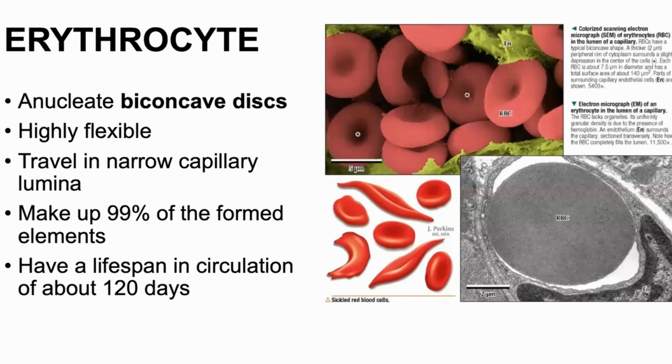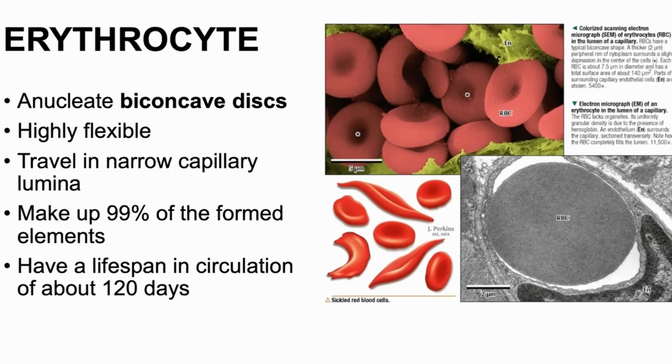So in terms of the erythrocytes, they are anucleate, as you already know, with a biconcave disc. They're highly flexible. Why? Remember that your capillaries are very small. Capillaries can be as small as less than 8 micrometers in diameter. So these erythrocytes will have to squeeze through the smallest capillaries to get to the smallest areas of your body. So it makes sense that it's biconcave and flexible, so it can bend and fold on itself. It makes up 99% of the formed elements. Makes sense. And also the lifespan is about 120 days in circulation.